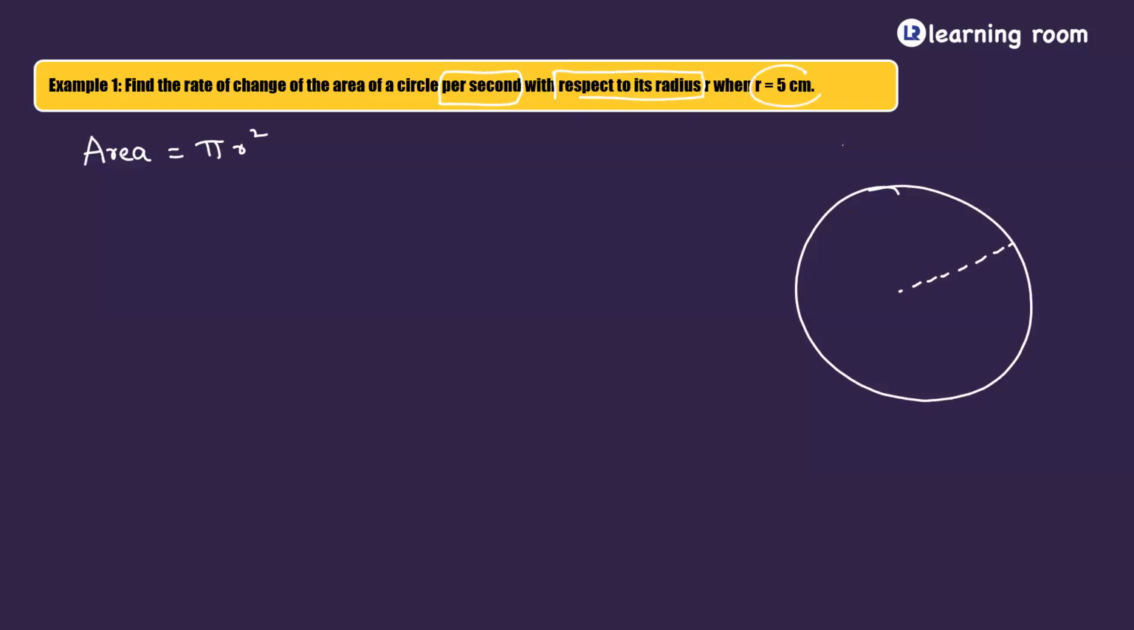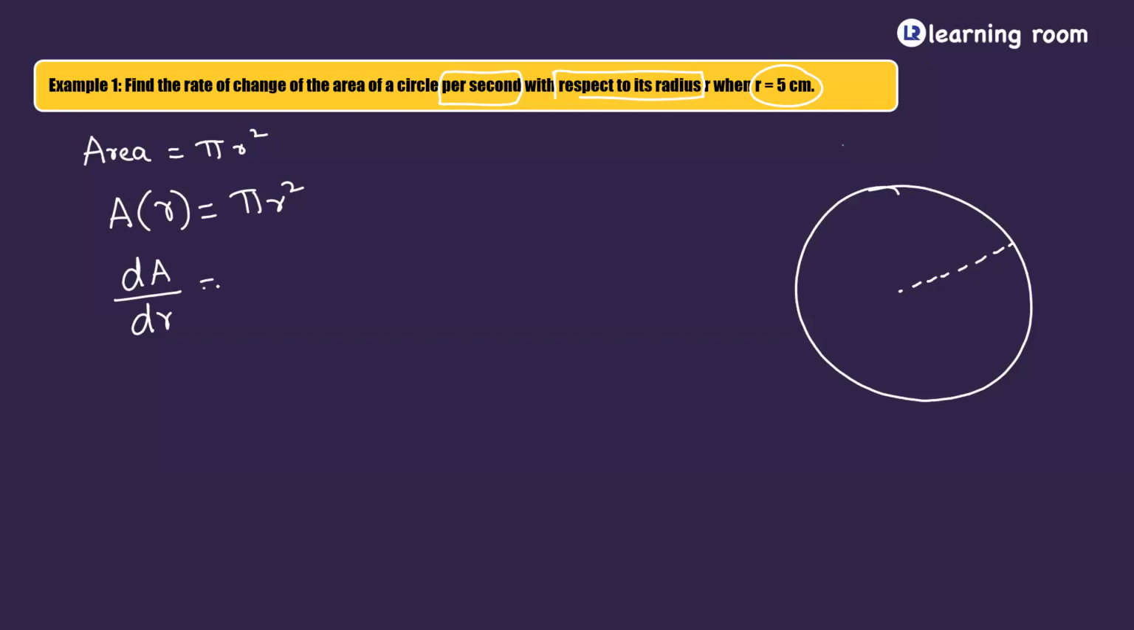When r is equal to 5 centimeters. What I did first is write A is equal to pi r square. To be more specific, you write it as A of r is equal to pi r square, meaning it is not A into r; A is a function of r. I need to find the change in area of the circle with respect to its radius, so I need to find dA divided by dr.